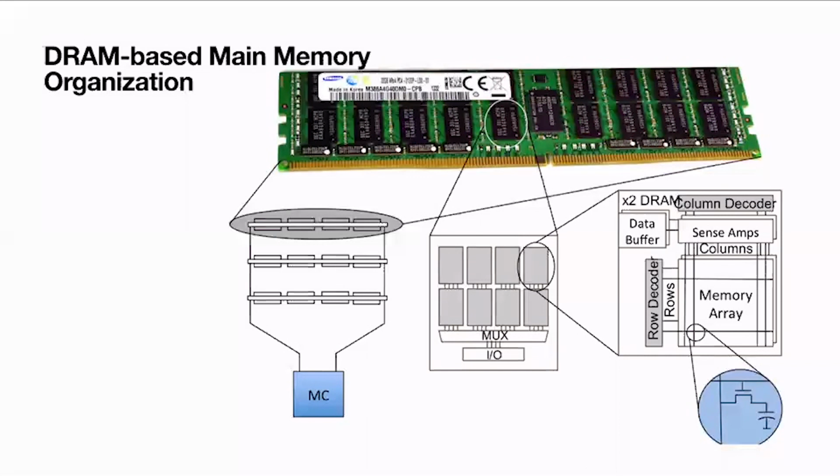The moment there is a miss in the last level cache, we are going to do all these operations and request the DIMM to supply the data, and whatever data is received by the memory controller, which in turn is going to send it to the processor.